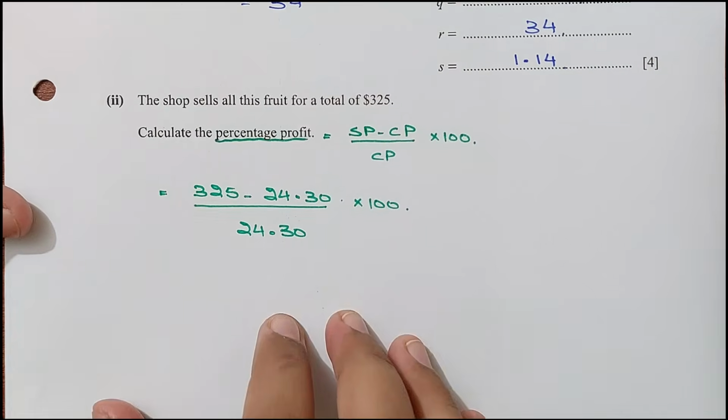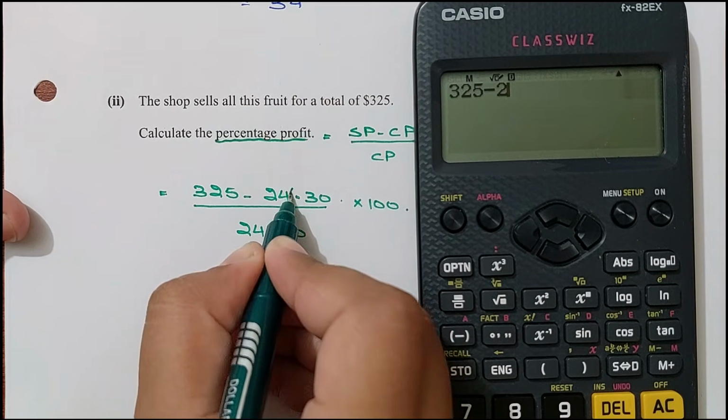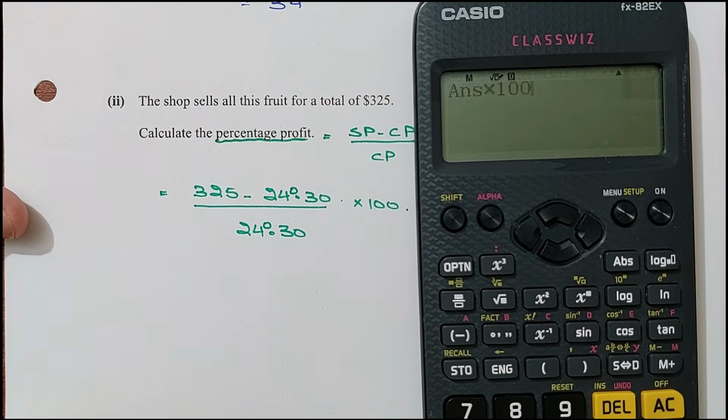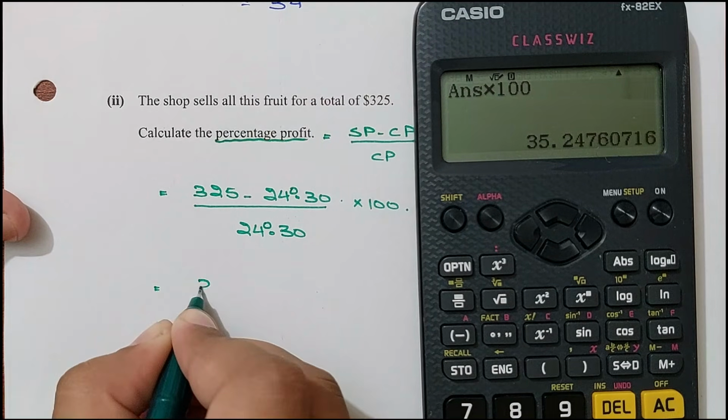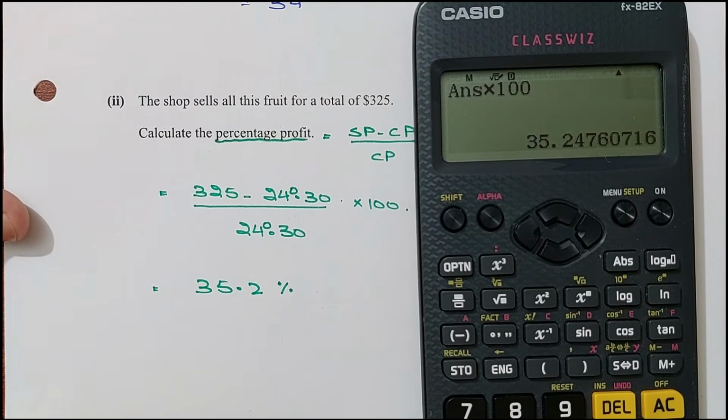Okay, let me simplify. 325 subtract 240, sorry, it's 240.30, divided by 240.30, multiplied by 100, which is 35.24. So 35.2% is the percentage profit.